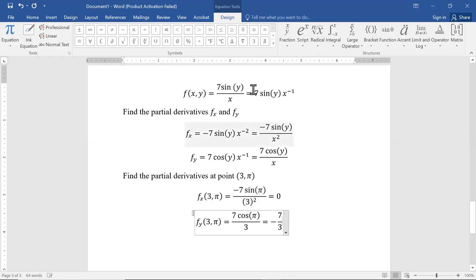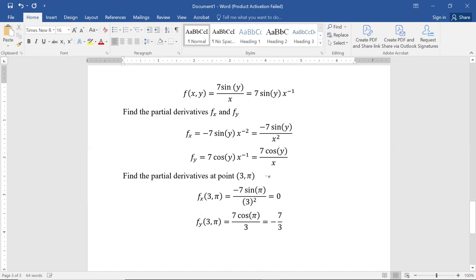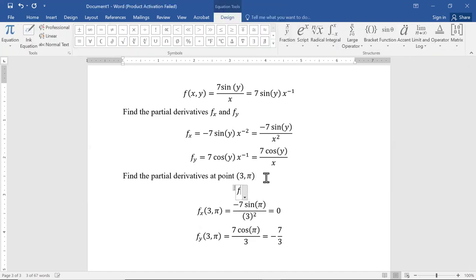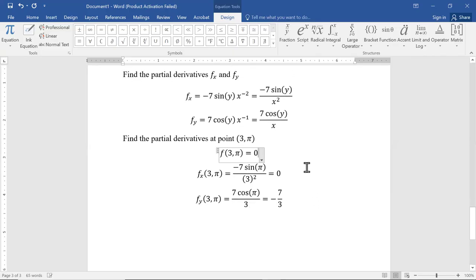By the way, I didn't say this, but when you plug in 3 comma pi into that original function, sine of pi, like I said, is 0. So I didn't calculate this, but f of 3 comma pi is also 0. So we're at the point 3, pi, 0, and it's telling me my partial derivative with respect to x is 0, and my partial derivative with respect to y is negative 7/3.